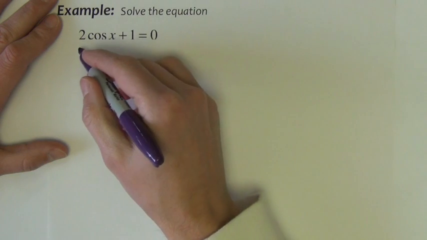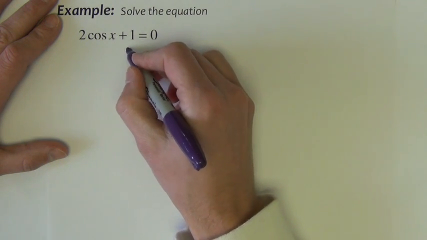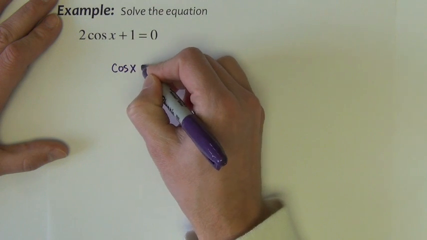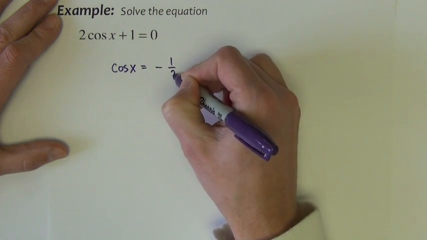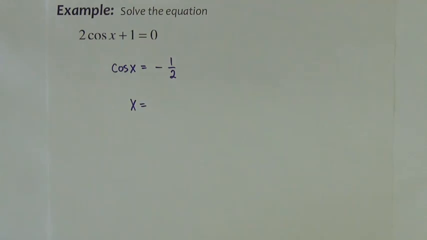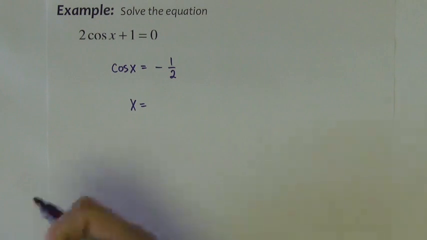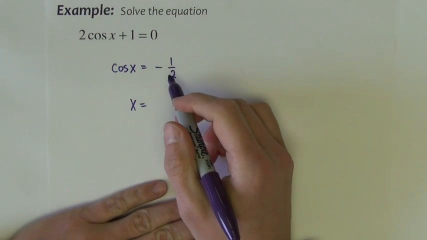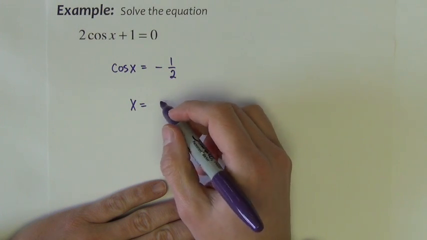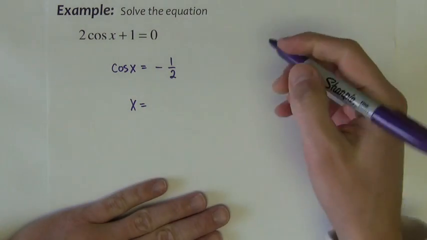Okay. Well, solving this equation is not hard. We're going to subtract 1, divide by 2. So we get cosine x equals negative 1/2. So for now, let's just consider going around the circle one time. Where does cosine have a value of negative 1/2? That would happen in 2 places.